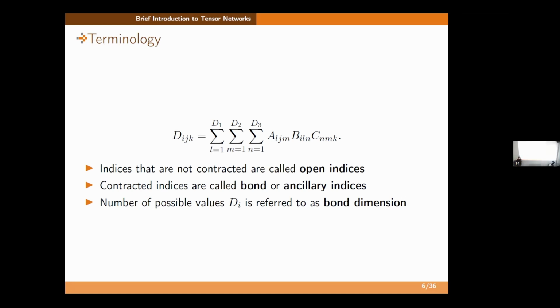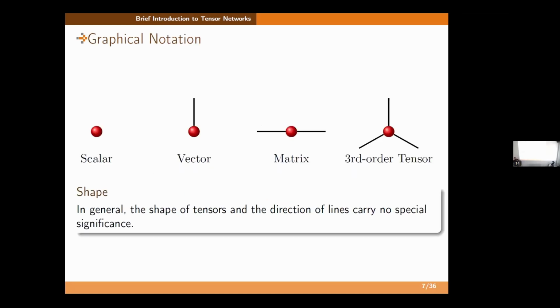This terminology comes from many-body quantum physics, but I will get to that. The number of possible values that a given index can take is called the bond dimension. The biggest such number is also called the bond dimension of the whole operation. So all this notation is quite hard and not very useful.